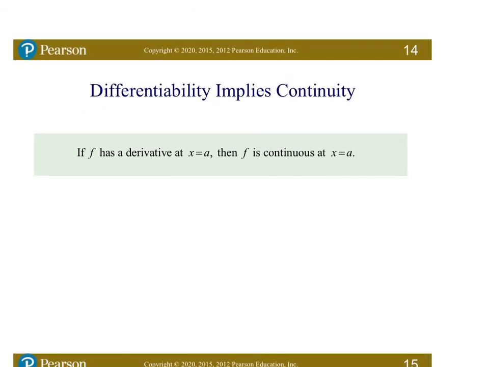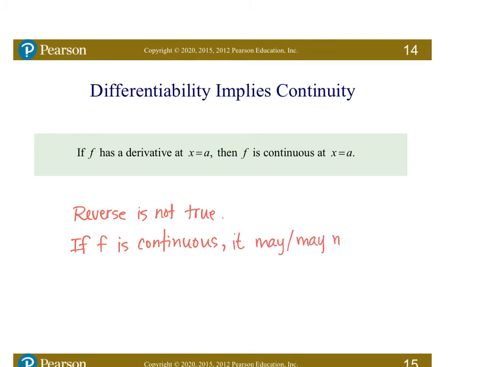So the implication is, if it's differentiable, it's also continuous. Those two things go together, hand in hand. However, the reverse is not true. If f is continuous, it may or may not be differentiable.